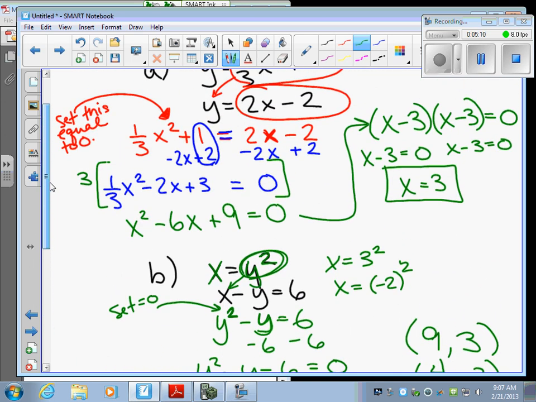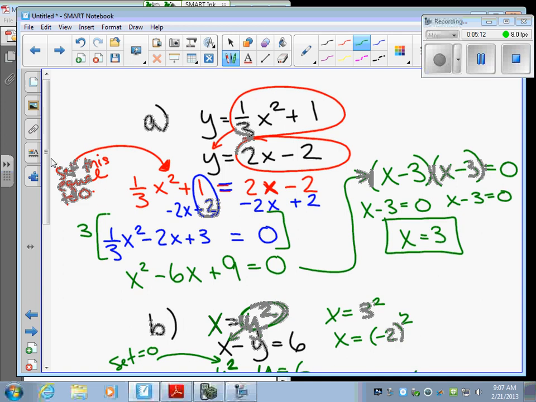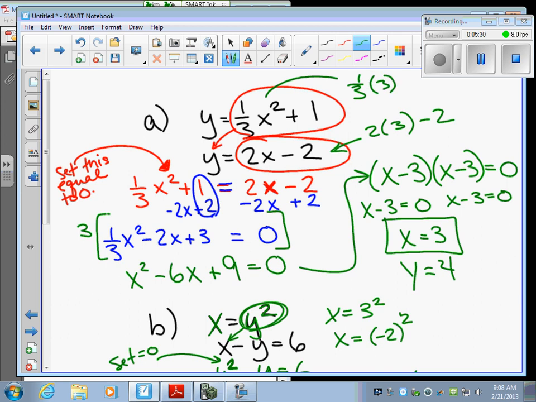Looking back up at part A, I found out that x was 3, but I never found out y, so I better do that quick. I'm going to use this equation to figure out y. So 2 times 3 minus 2 is 6 minus 2, which is 4. And if I want, I can double check it up there. 1/3 times 3 plus 1, that does equal 4. So I know that that's right. So there's the point of intersection, 3, 4.